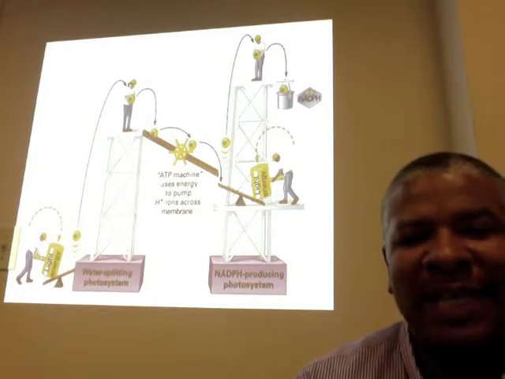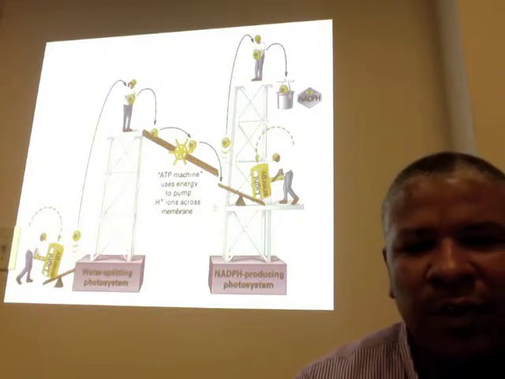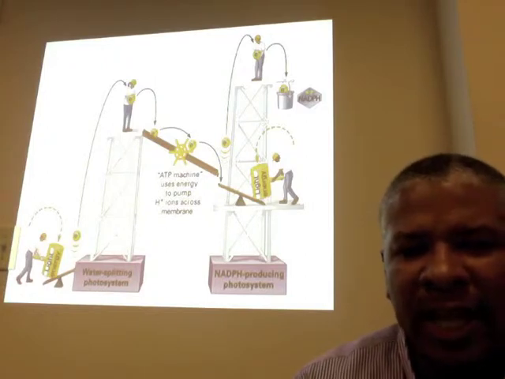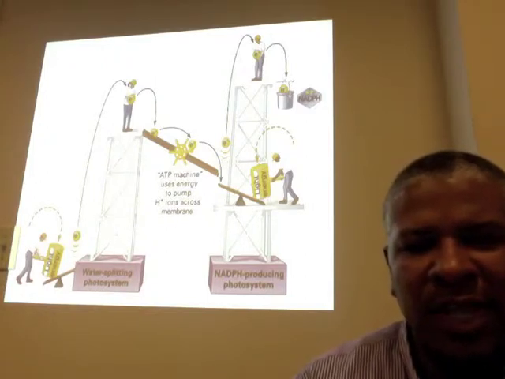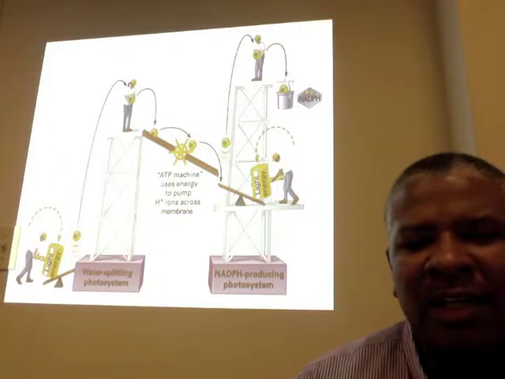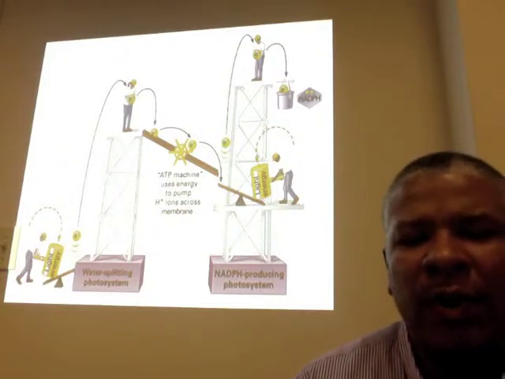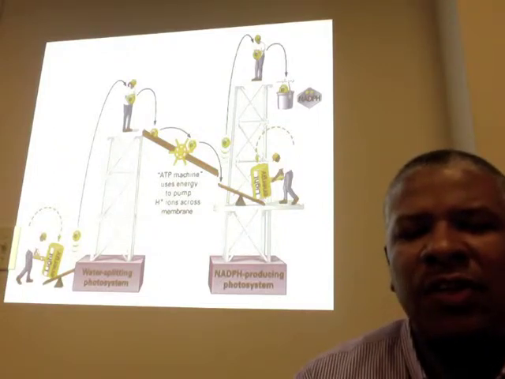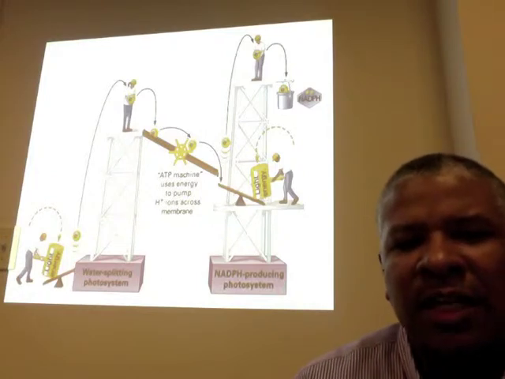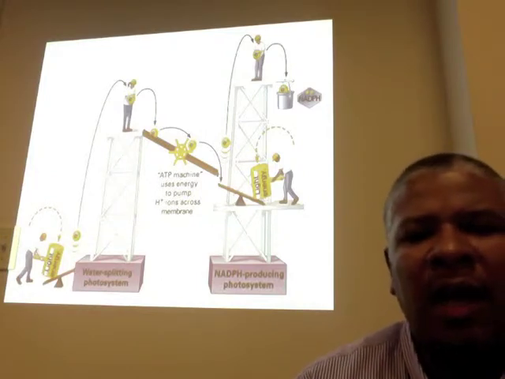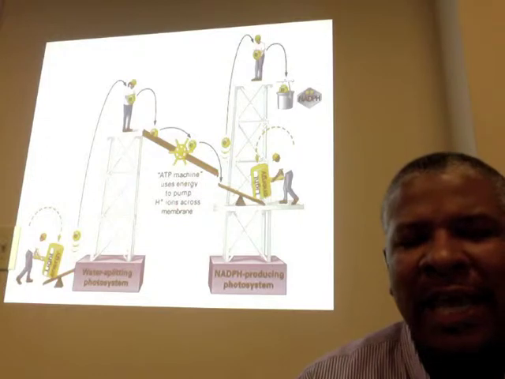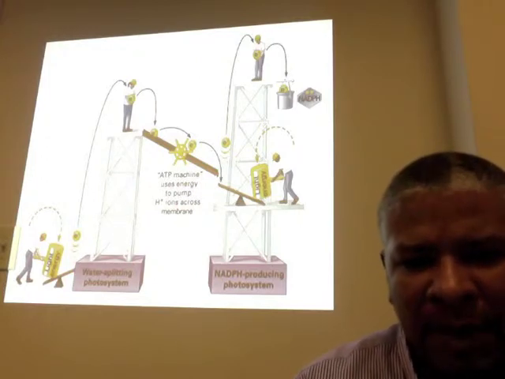from the stroma into the thylakoid, which creates a gradient. That gradient builds and builds until the pressure gets too much and the ions are released back into the stroma with great force. That energy is used by ATP synthase to attach another phosphate to ADP, which creates ATP.